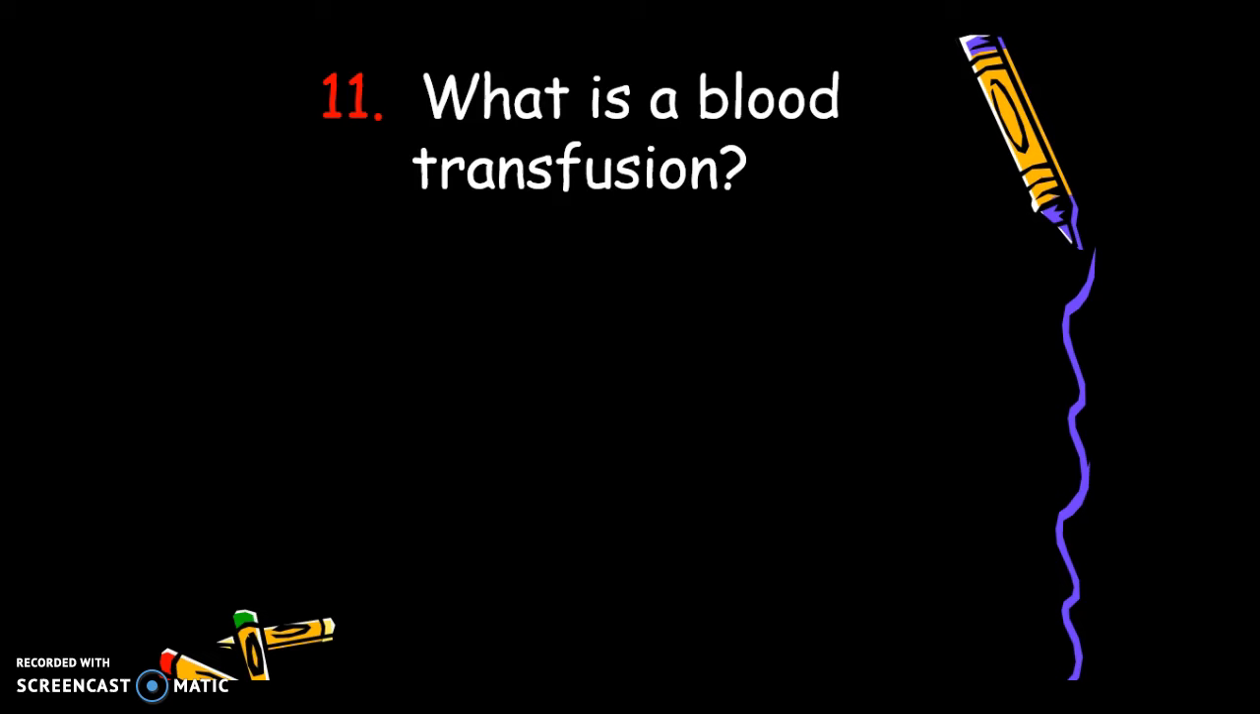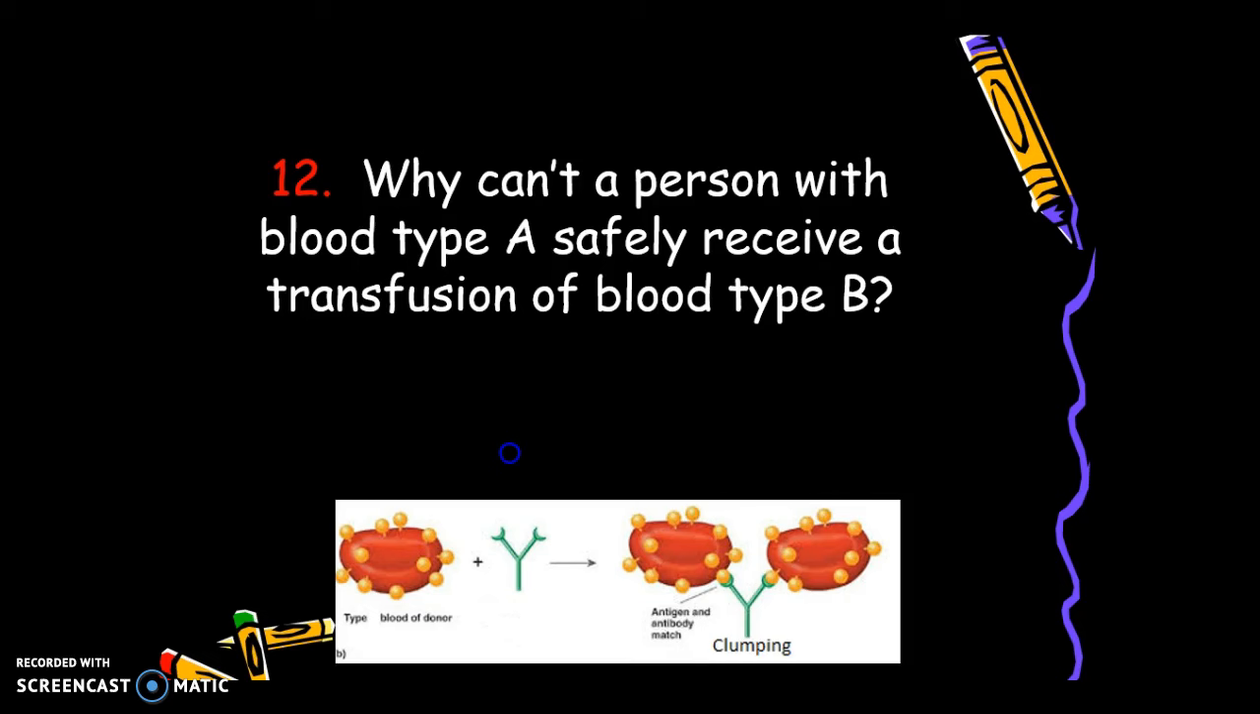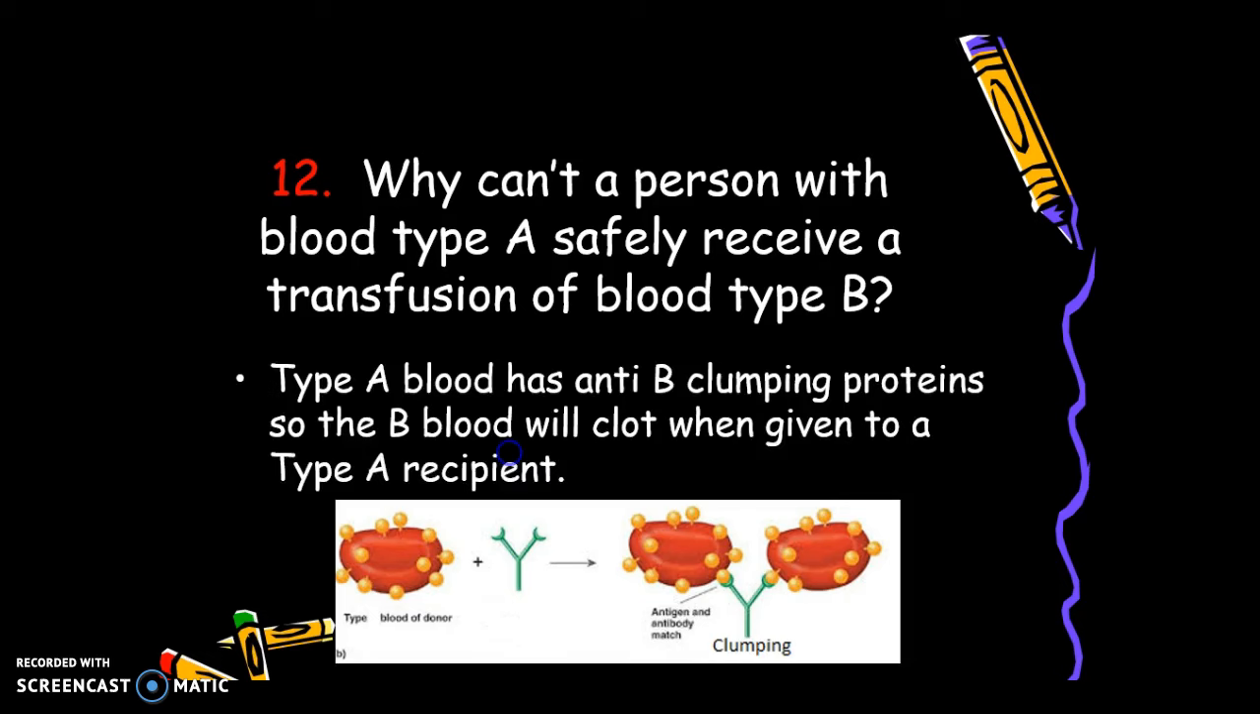Number 11 on page 63, what is a blood transfusion? We talked about this today in class. The transfer of blood from one person to another is a blood transfusion. And we talked about this today. Why can't a person with blood type A safely receive a transfusion of blood type B? Because type A blood has anti-B clumping proteins, or what I called in class today, your army. So the B blood will clot when given to a type A recipient.